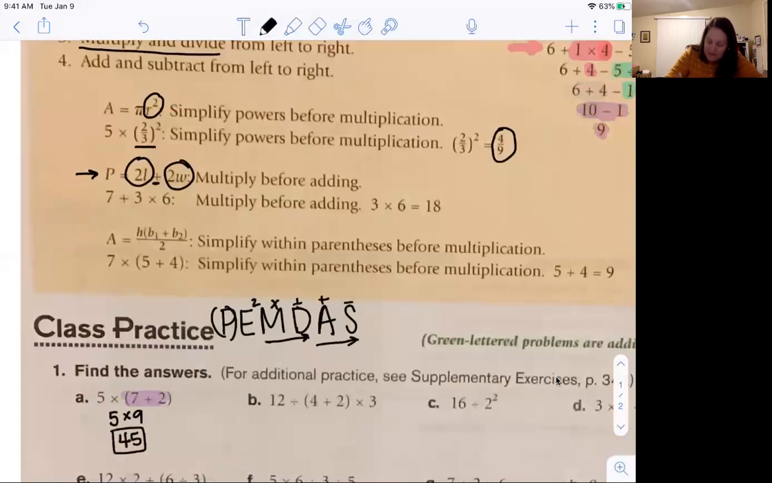Now, if we did 7 times 5 first, that's 35, plus 2 is 37, and that would be the wrong answer. So you see why it's important to do the order of operations, or do them in order.